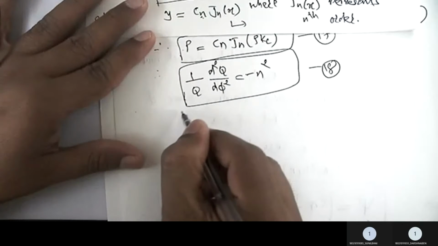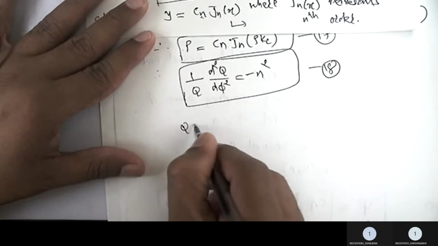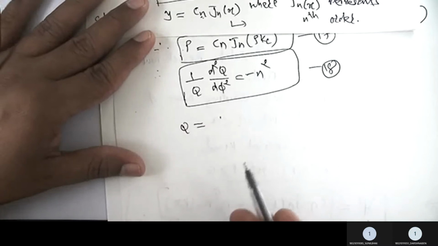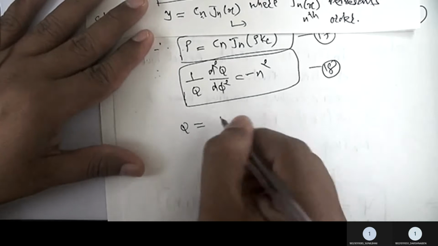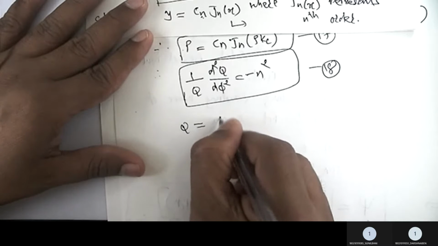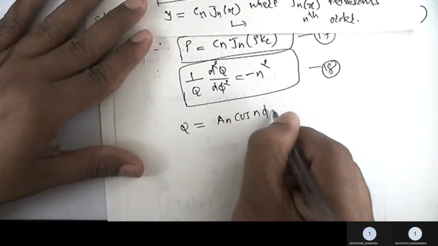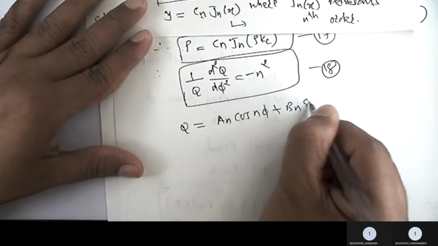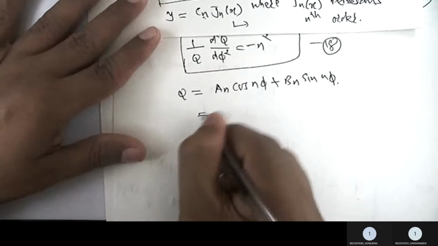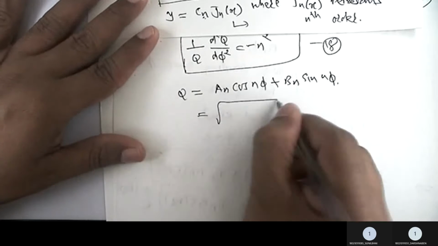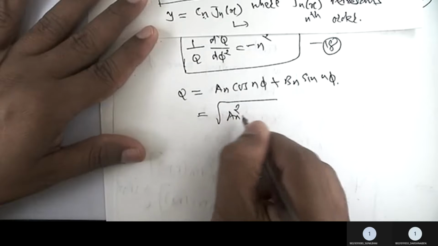The solution of this 18th equation, q, is a simple differential wave equation solution. It has a cos function and a sine function: a_n cos(n phi) plus b_n sin(n phi). Similarly, I can also write the same expression in terms of quadrature form.